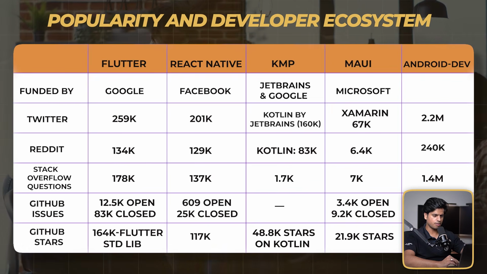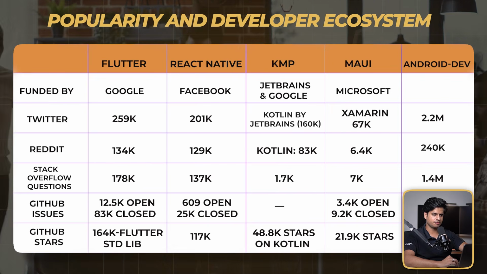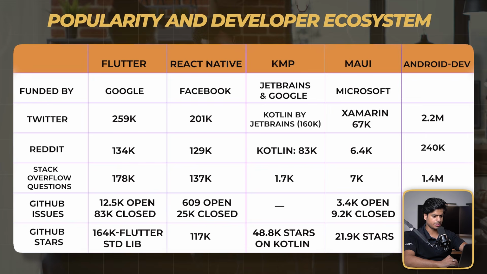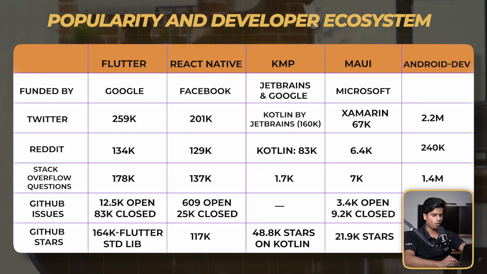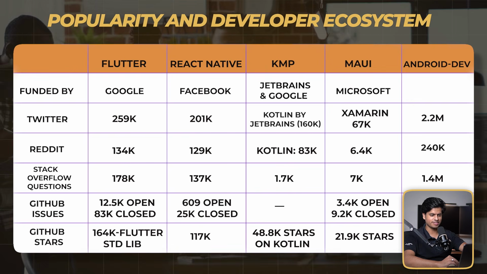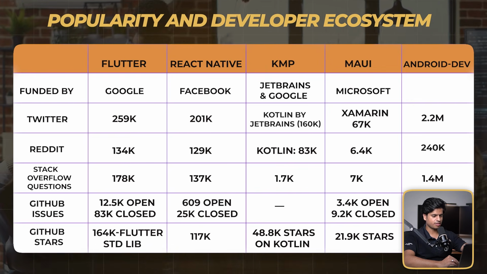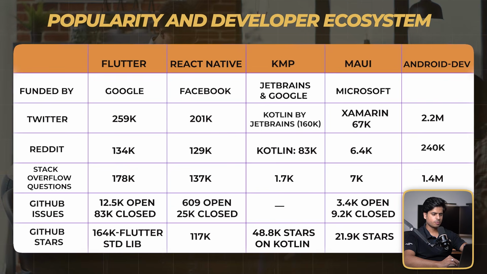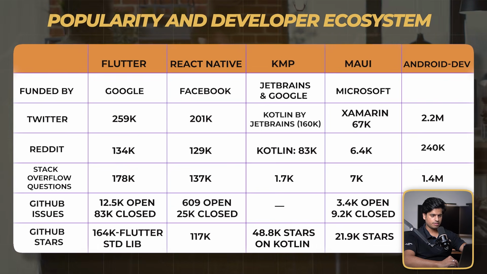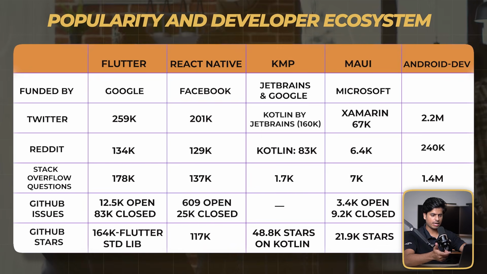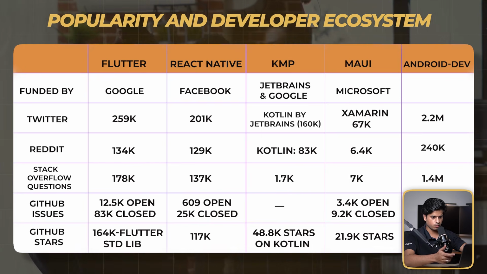KMP is a little far behind. If you see the Reddit followers, they are 83K, but the Stack Overflow questions are just a whopping 1.7K, whereas for Flutter, it's 178K. So this goes to show that KMP is relatively very new. On the flip side, Kotlin is a language which is very mature and has been there for a while.